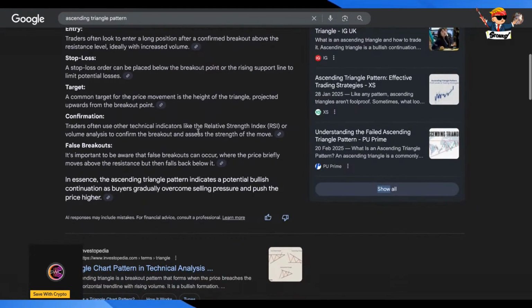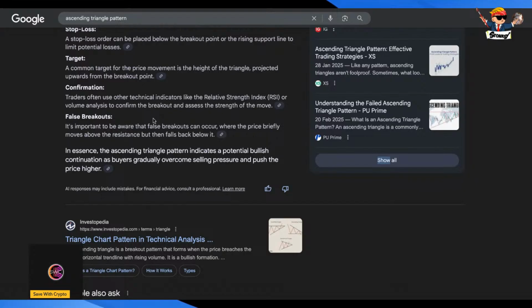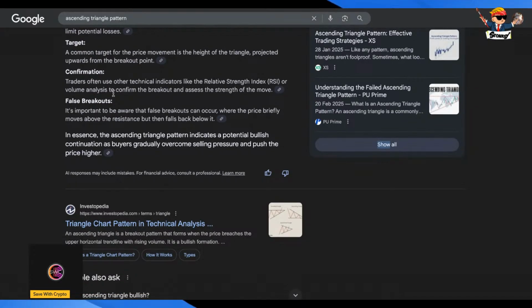So once again, it's just back to basic support and resistance type stuff. Okay, so target. A common target for the price movement is the height of the triangle projected upwards from the breakout point. Okay, we'll have a look at that in a moment. That's important. Confirmation. Traders often use other technical indicators like the relative strength index, or some people call it the really stupid indicator, or volume analysis to confirm the breakout.